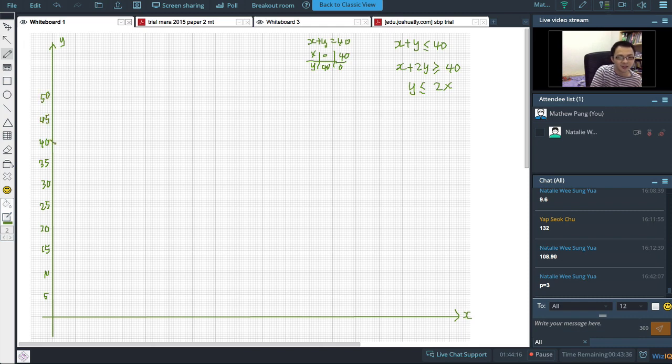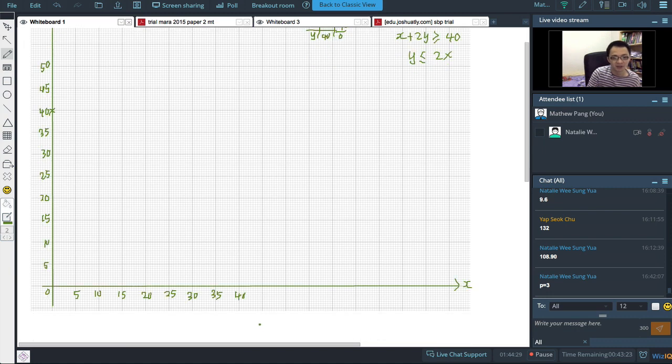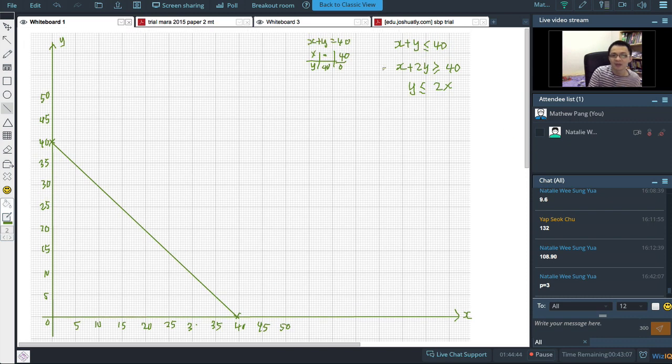So 40, 0 is the first coordinate here. This is 0, definitely. 5, 10, 15, 20, 25, 30, 35, 40. Maybe I do 50 also, 45, 50. So I have these two coordinates. Then I will draw from 40 to 40. Done the first equation.